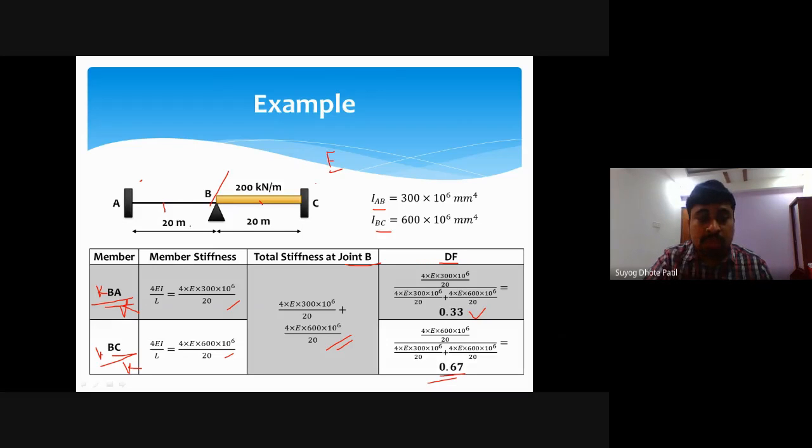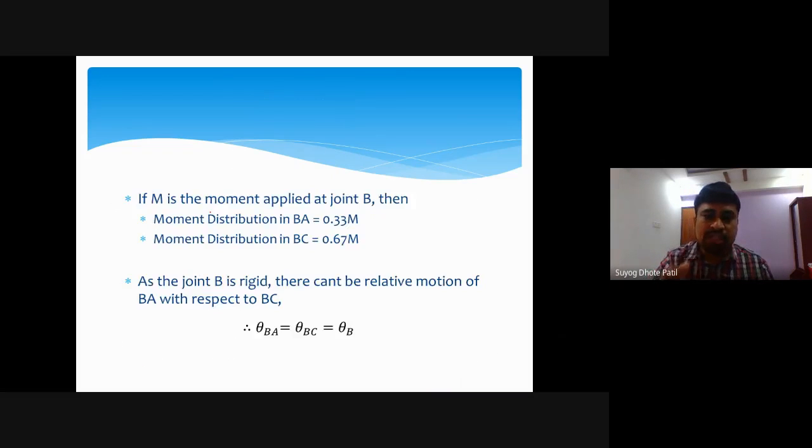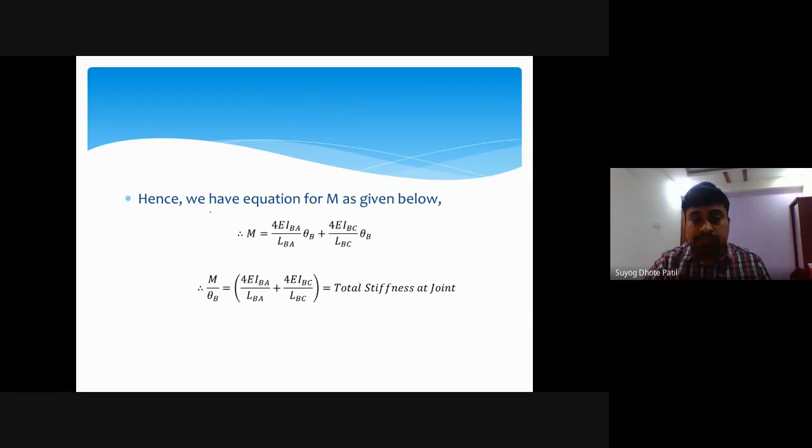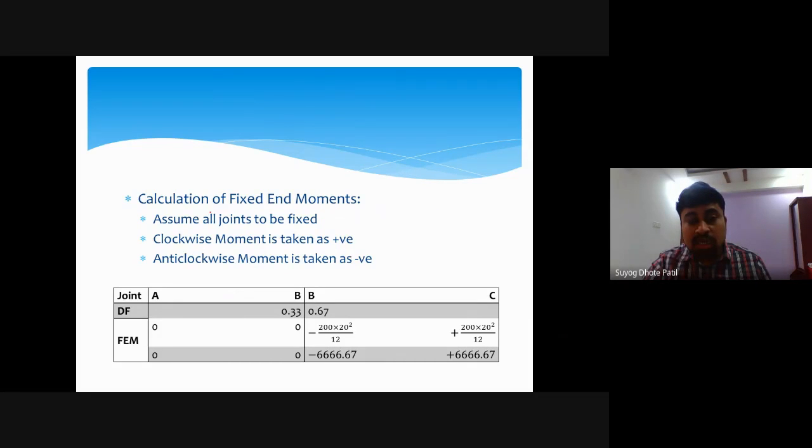Whereas at joint B, we have considered both ends fixed, but practically in the problem figure, joint B is hinged. The moment is not present there; rotation is possible, but moment is not. Whatever moment comes over joint B, we have to nullify that moment. So first of all, calculate the fixed end moment.